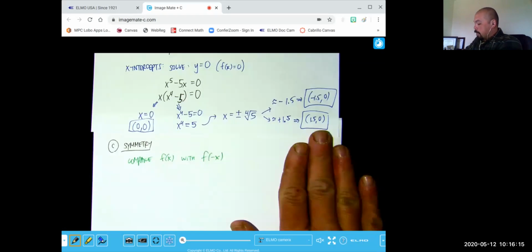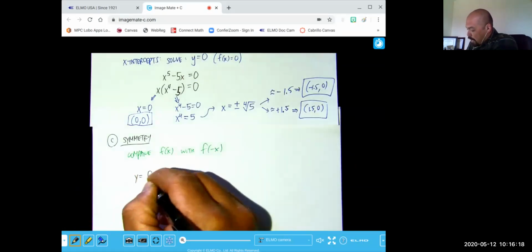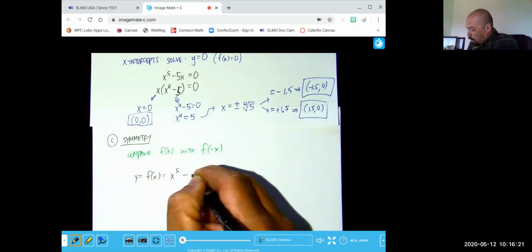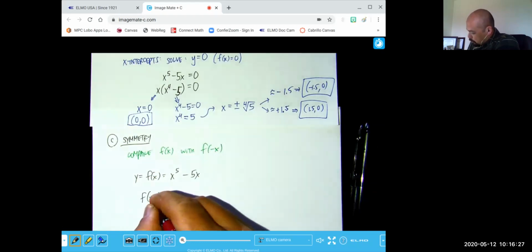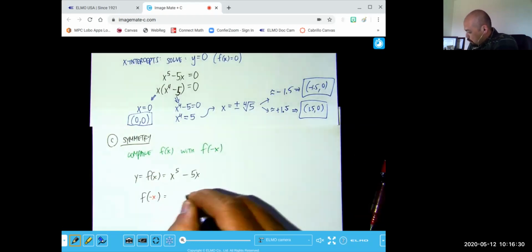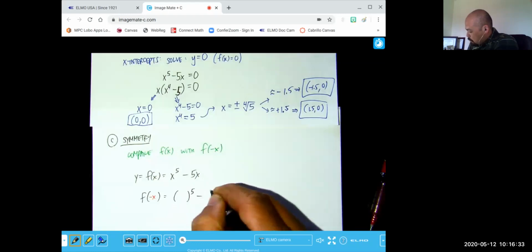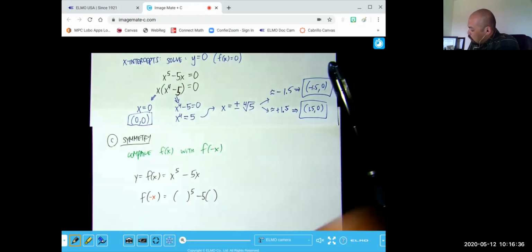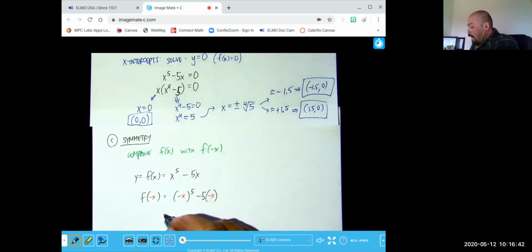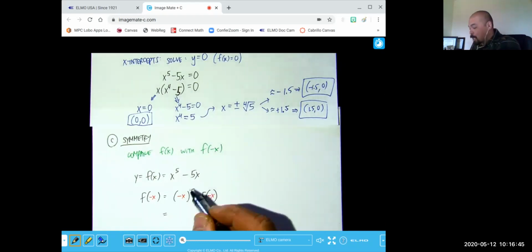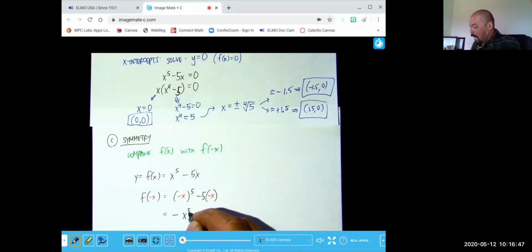Okay, but let's compare. For our y, that's basically your f of x, x to the fifth minus 5x. So now, when we look at f of negative x, evaluating that, this becomes negative x to the fifth power. A negative raised to an odd exponent remains negative, so negative x to the fifth. I calculate that x value to the fifth power, then I know it's going to be a negative at the end. Negative 5 times negative x plus 5x.